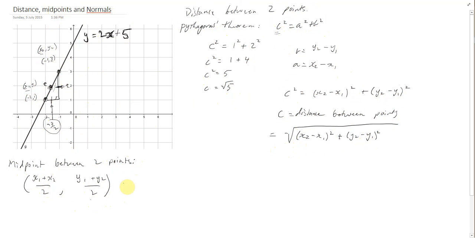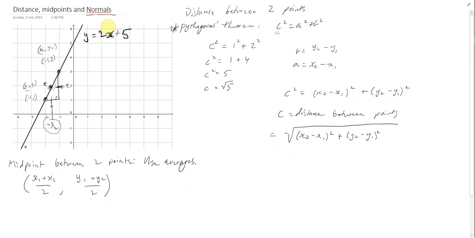So there you go, fairly simple, finding distance or finding the midpoint between any 2 points. And the two key things we use are Pythagoras' theorem and averages. So if you remember Pythagoras and you remember how to do your averages, you should be totally fine. Okay, last thing for this video is talking about normals.